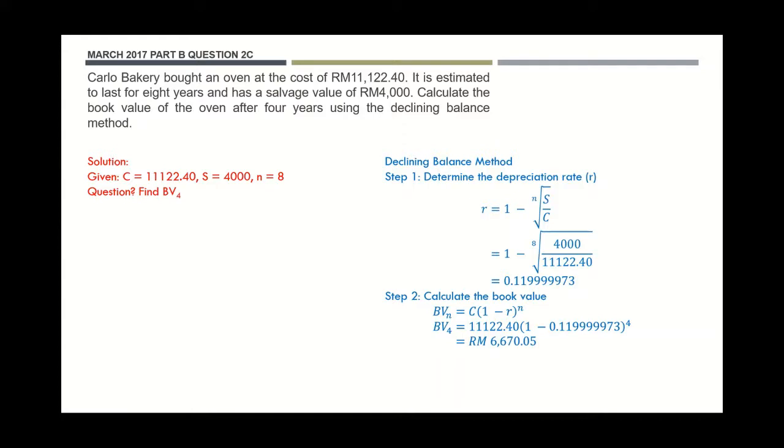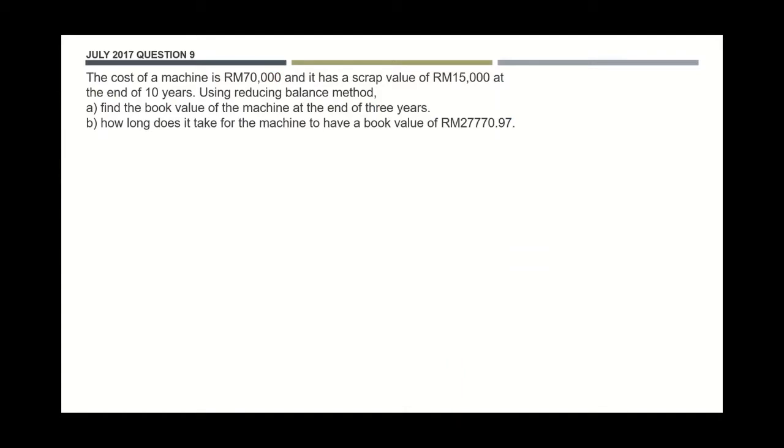So we found that the value for BV4 is equal to 6,670.05. So this means that the book value of the oven after 4 years using the declining balance method is RM 6,670 ringgit 0.05 cent. Okay, so this completes our solution for the second question. Okay, we move to the last question for this video session.